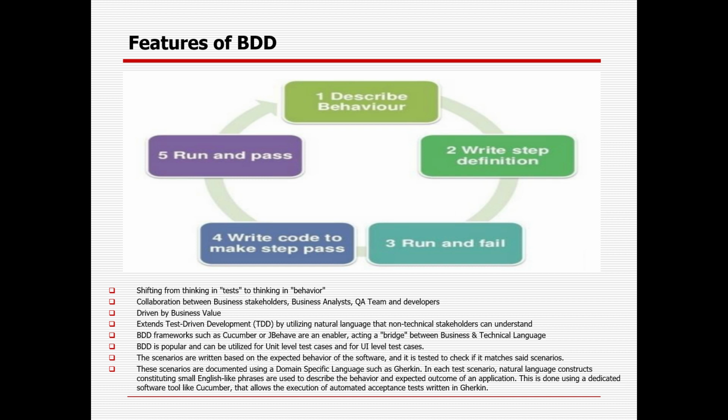The scenarios are written based on the expected behavior of the software, and it is tested to check whether it matches the said scenario or not. These scenarios are documented using a domain-specific language called Gherkin. In each test scenario, natural language constructs, small English-like phrases, are used to describe the behavior and expected outcome of an application. This is done using a dedicated software tool like Cucumber, which allows the execution of automated acceptance tests written in the Gherkin jargon.